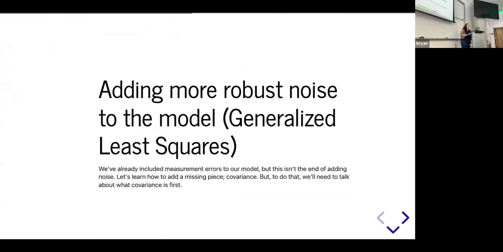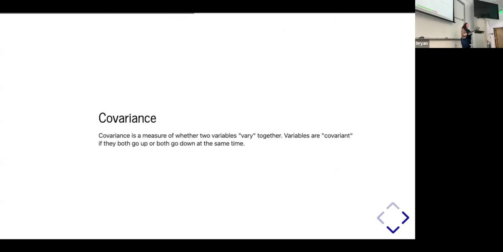Sweet. All right. We're going to add more robust noise to the model. We're going to generalize least squares. First off, though, we have to talk just a little bit about covariance. Covariance: how do two variables vary together? They are covariant if they both go up or both go down at the same time.